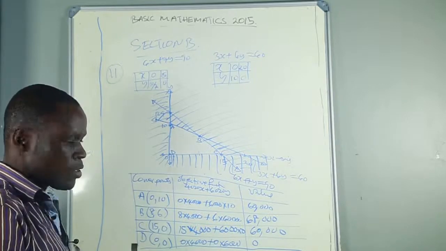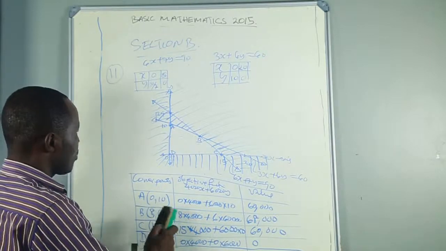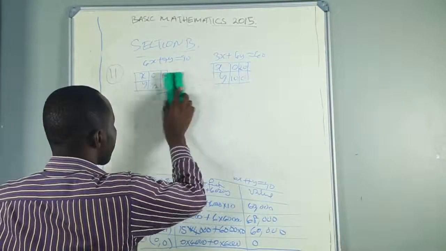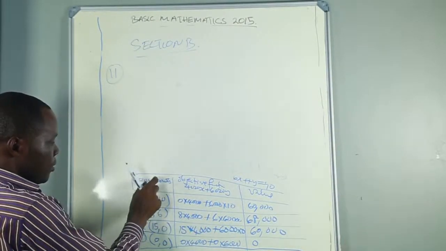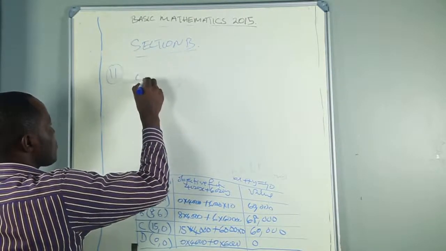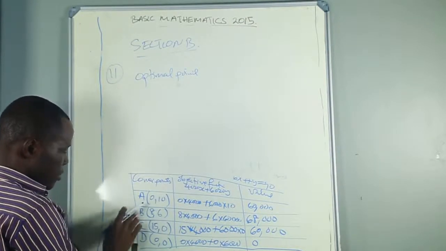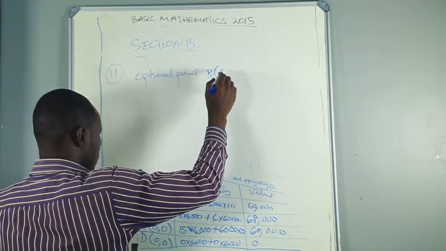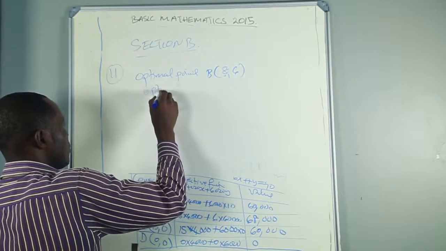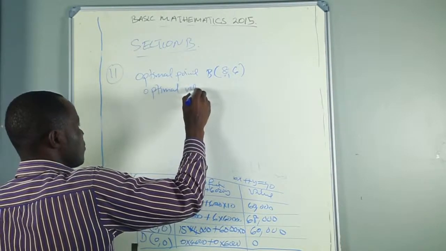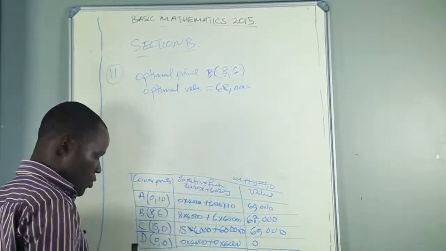But our objective function is to maximize, so we are looking for the maximum value, which is 68,000. So in conclusion, from this table, we identify the optimal point. The optimal point is point B, (8, 6), and the optimal value, the maximum value, is 68,000.